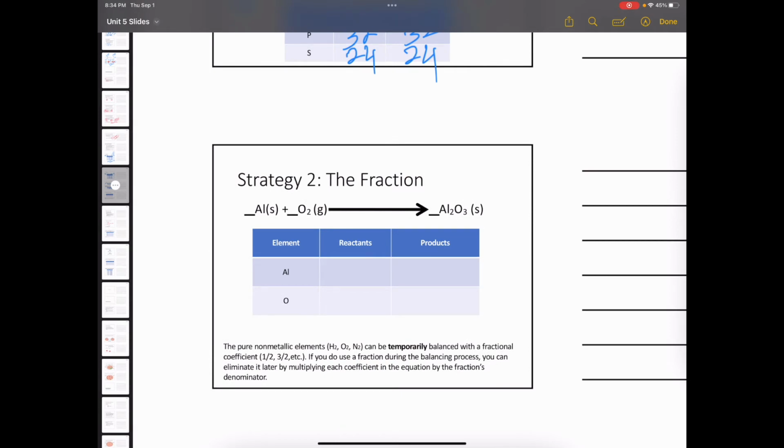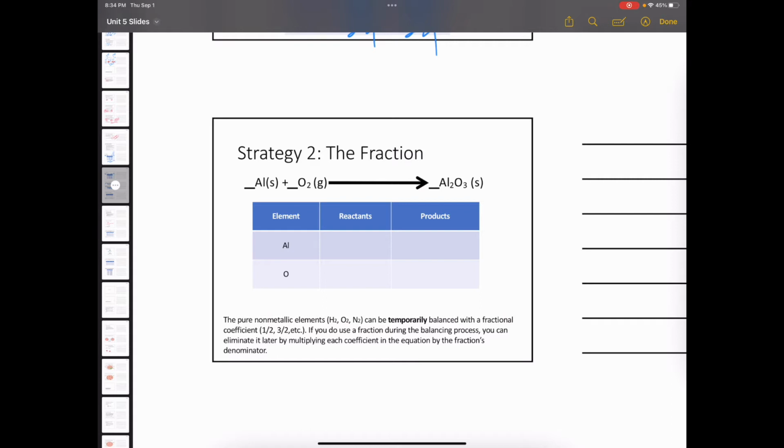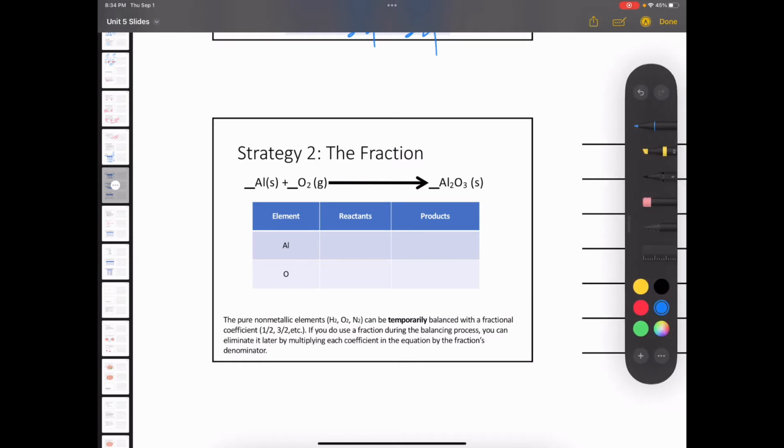Tip number 2, what we can do is use fractions. There are conditions where you can use fractions. First, it has to be a pure non-metallic compound. If you remember our non-metal buddies from the periodic table, the nitrogen, the hydrogen, the oxygen, the carbon, so on and so forth. But in this case, we're talking about the diatomic non-metals, which are hydrogen, nitrogen, and oxygen. You can use fractions because what fractions help us with is introducing single atoms when we're trying to do stoichiometric balance.